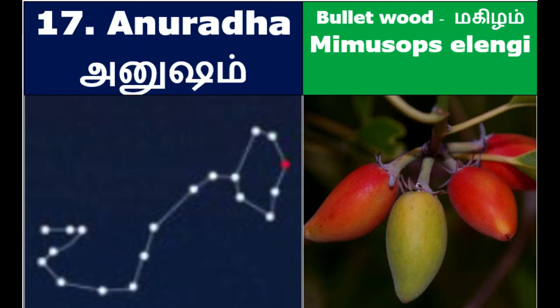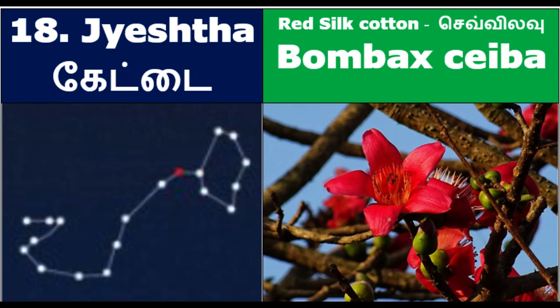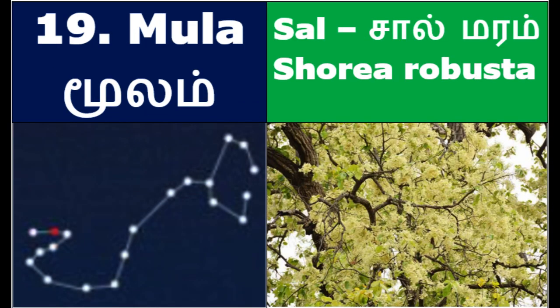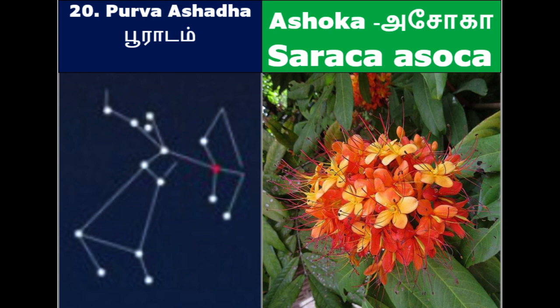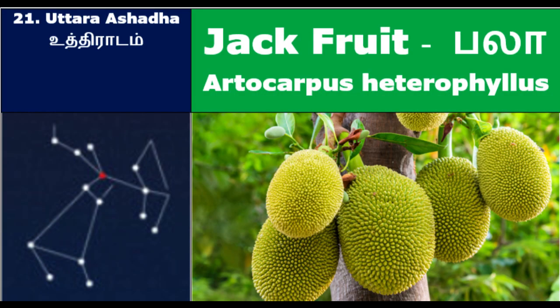Anuradha Nakshatra is connected with bullet wood tree. Jyeshtha Nakshatra is linked with red silk cotton. Mula Nakshatra is associated with sal tree. Purva Ashadha Nakshatra is connected with Ashoka tree. Uttara Ashadha Nakshatra is linked with jackfruit tree.